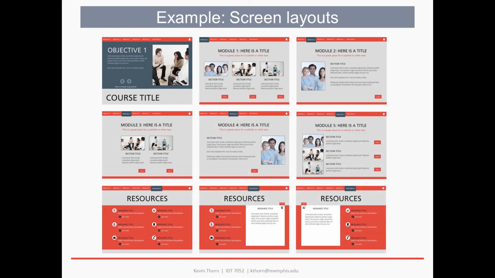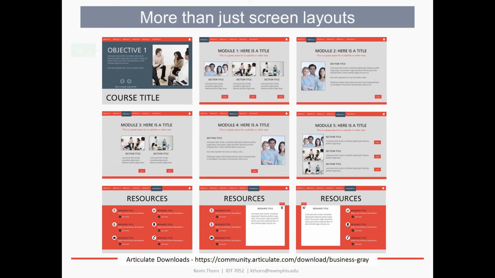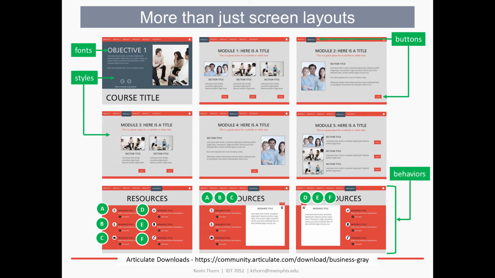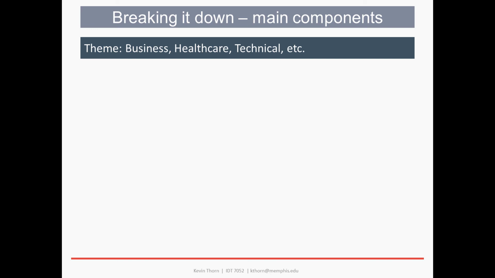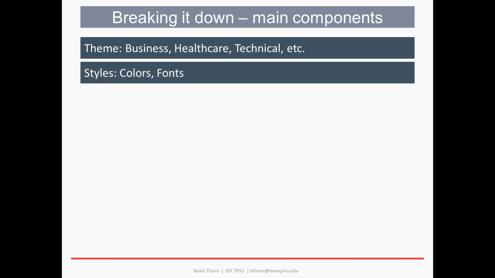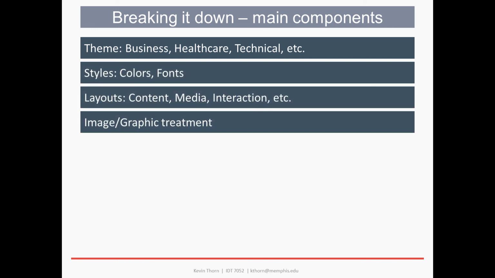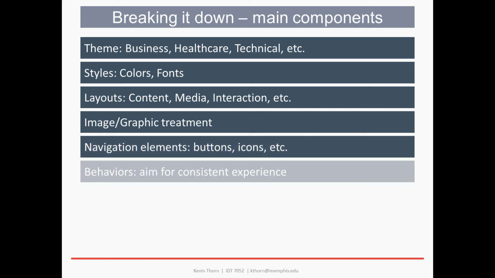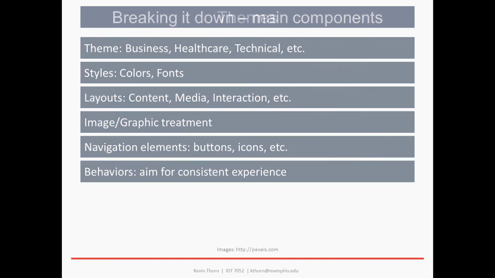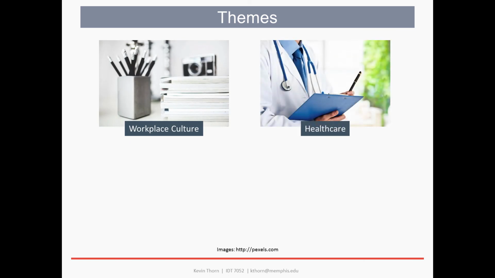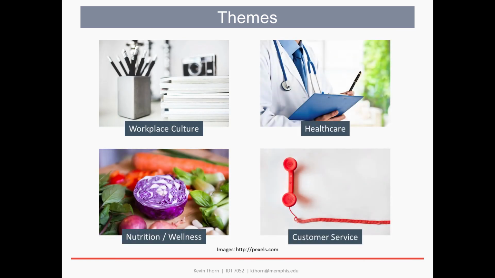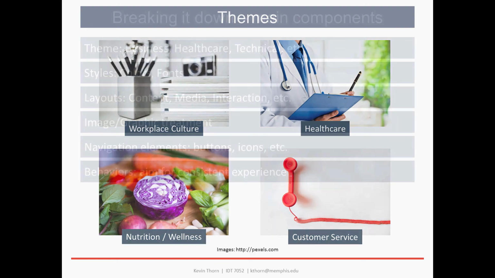There are more than just the layout screens to consider. We need to consider fonts, buttons, other color styles, and countless other behaviors. Let's break it down into a few major components: themes, visual styles for fonts and colors, layouts, graphic treatments, navigation elements, and overall behaviors. For themes, a best practice is to find an inspiration image that speaks to the overall message. Images invoke tone and emotion, and establishing an inspiration image will anchor the assembly of your style guide.